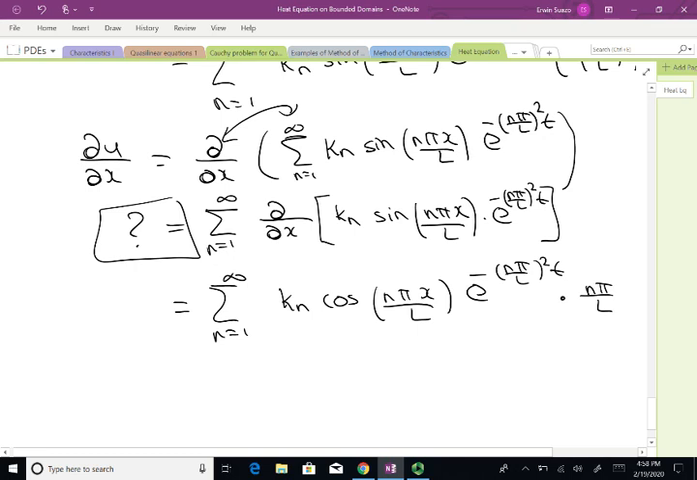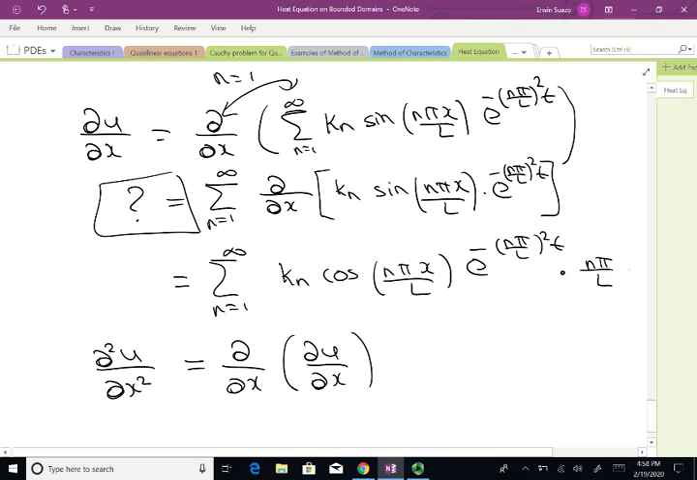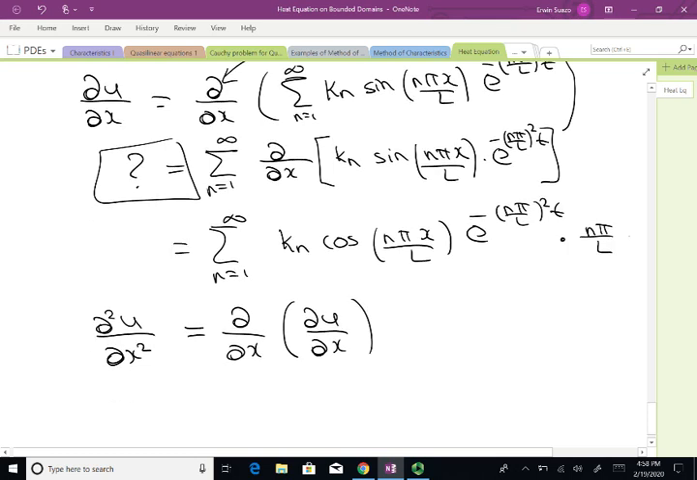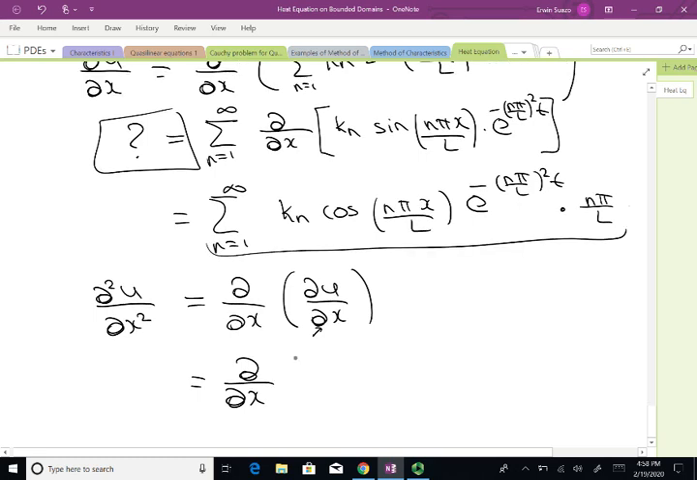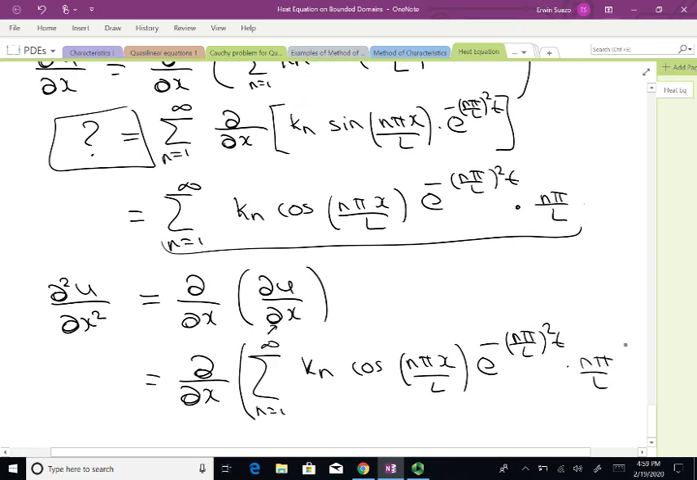Okay. Now the next one, we have the second derivative of u with respect to x, which will be the derivative with respect to x of the derivative with respect to x, right? That's the second derivative. But I already know the first one, so I already know this one. So the derivative with respect to x of this guy. So this is the derivative of the sum n equals 1 to infinity of k to the n cosine n pi x over L, e to the minus n pi over L squared t, times n pi over L, right?